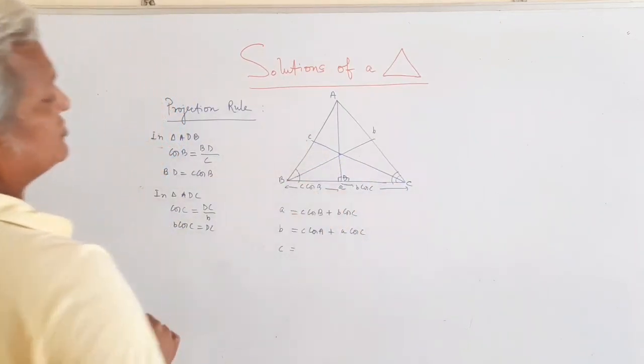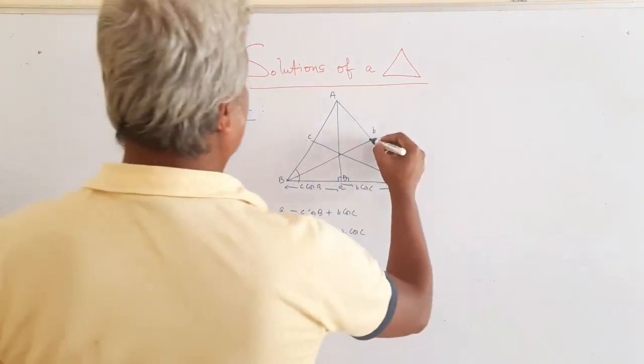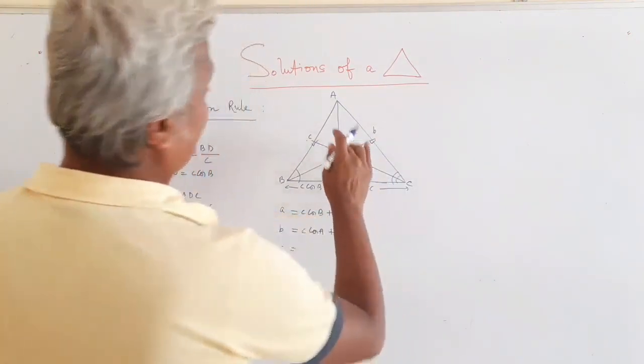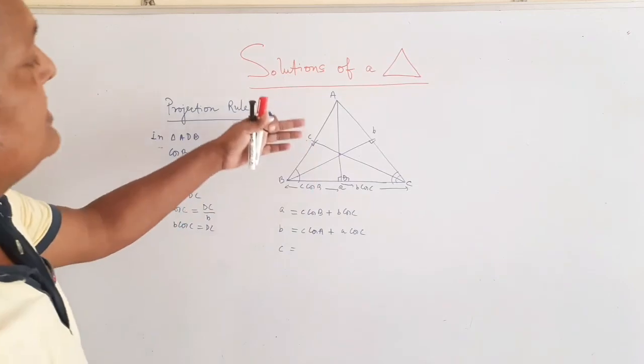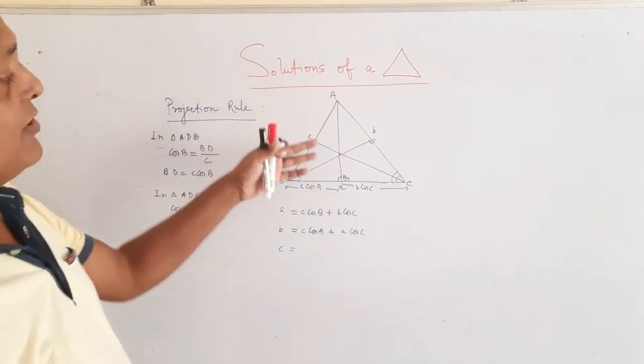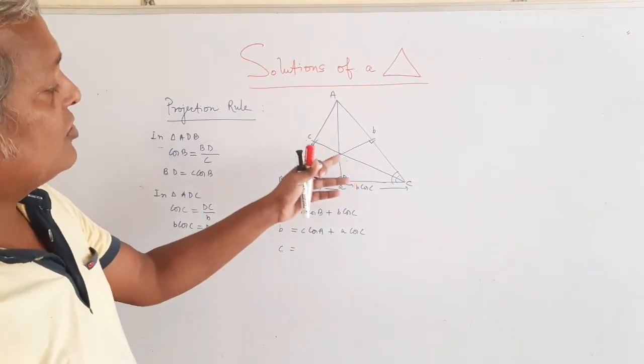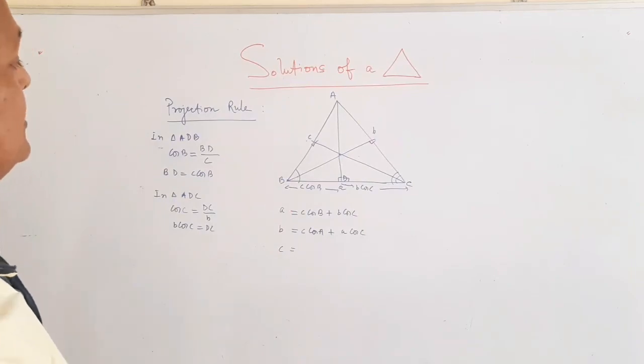This is called the orthocenter, because these are altitudes. Perpendiculars dropped from the triangle to the opposite sides are called altitudes, and the point of concurrency of the altitudes is called the orthocenter.